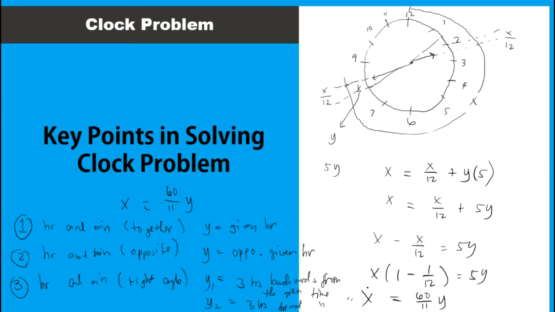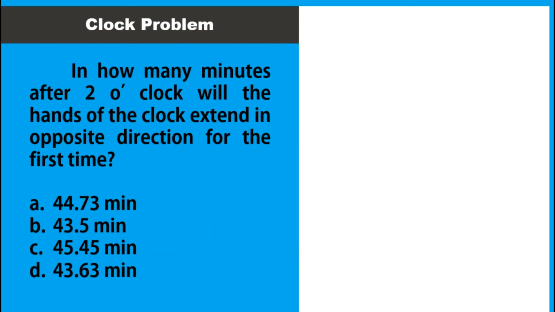So that is our approach in solving a clock problem. So it's very easy as long as you know this formula. For the first problem, how many minutes after 2 o'clock will the hands of the clock extend in opposite direction for the first time? It will extend opposite.